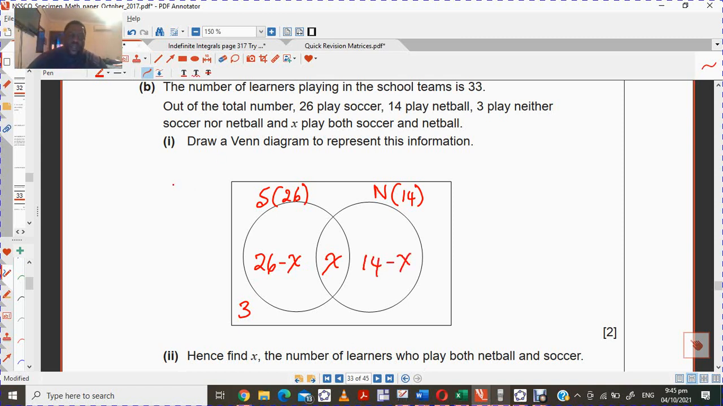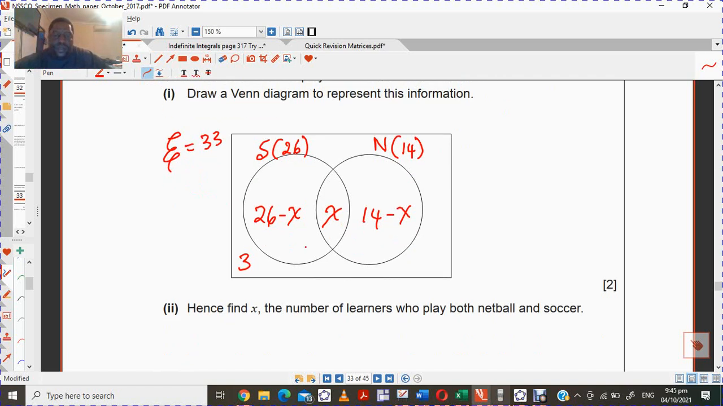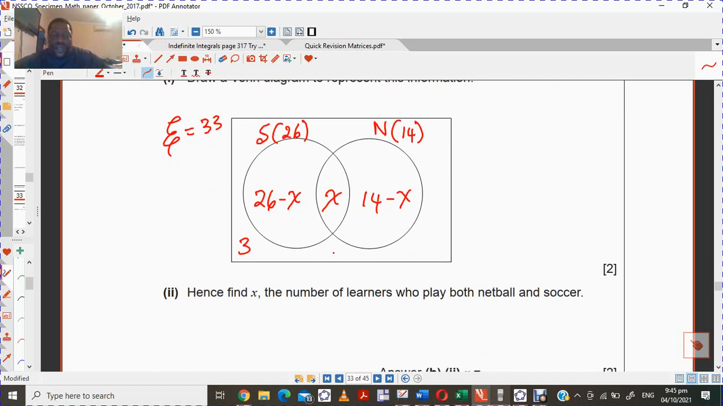We also know that the universal set consists of 33. Okay, so that is that. Now they say find the value of x. Well, you can do this 2 ways. You can add everything. You can say 26 plus 3.